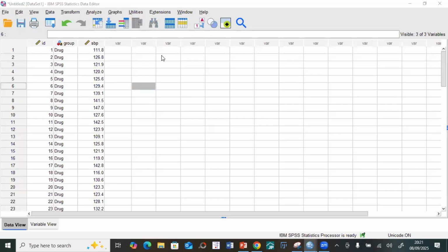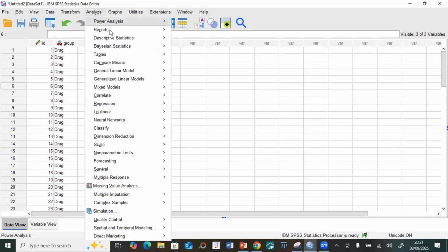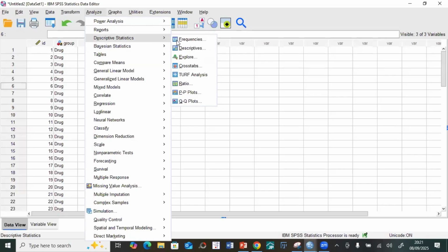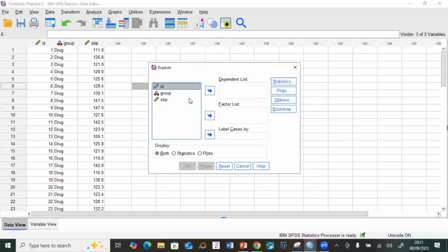Remember, we agreed, how do we check? You can either use visual or graphical methods by looking at histograms or box plots, or you can use statistical tests. So let's do that. Usually you go to Analyze, and then Descriptive Statistics. You go to Explore. So we want to explore systolic blood pressure.